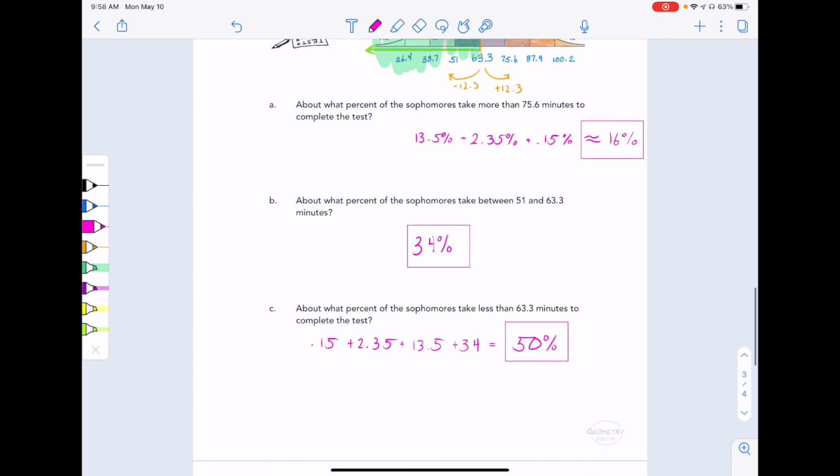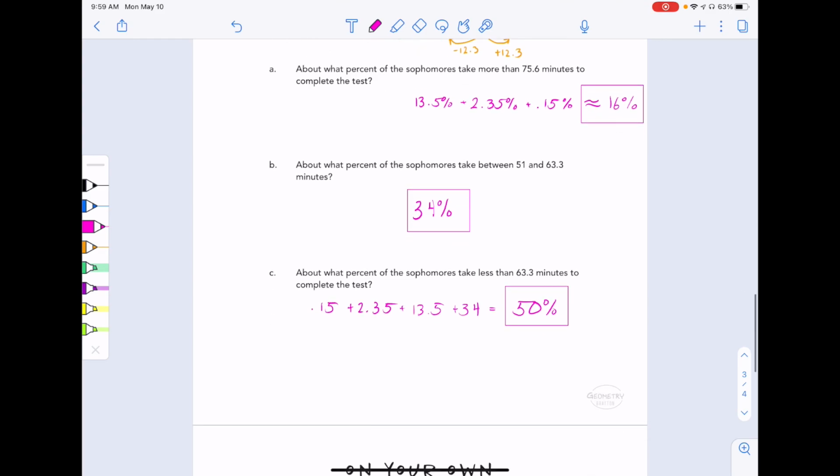Okay, please complete the on your own section by yourself. Press pause on your video. You can come back here and you'll see the answers, but you should be trying to complete this on your own. Sketch out your normal distribution curve. Remember, the percentages never change, only those standard deviations change. Let me know if you have any questions.